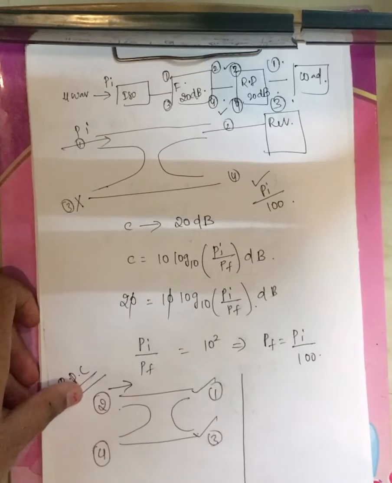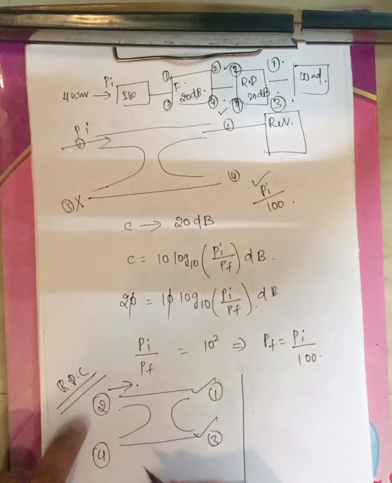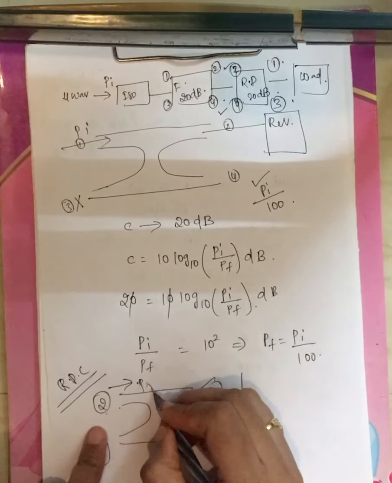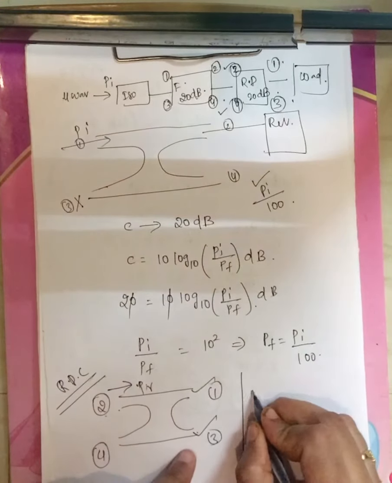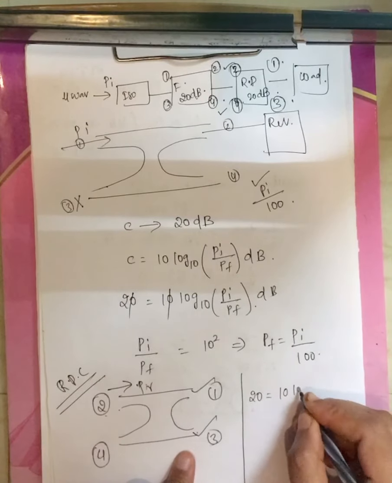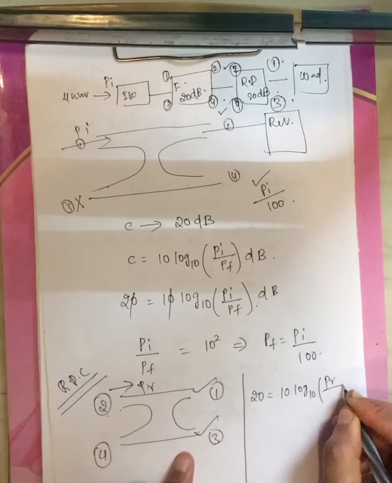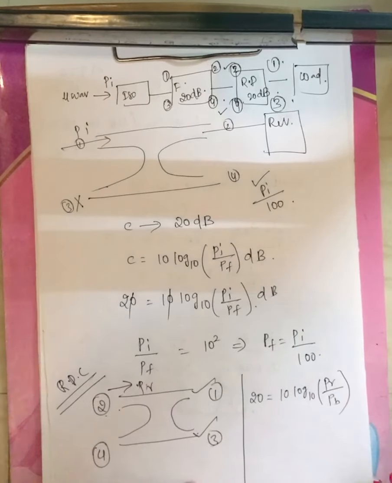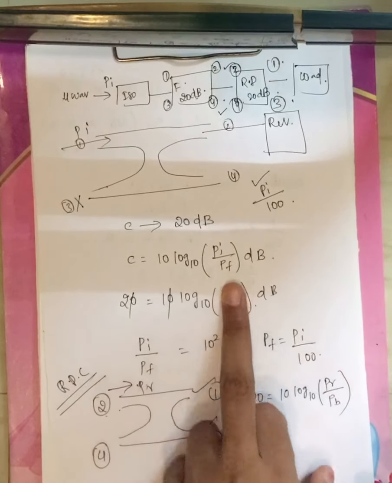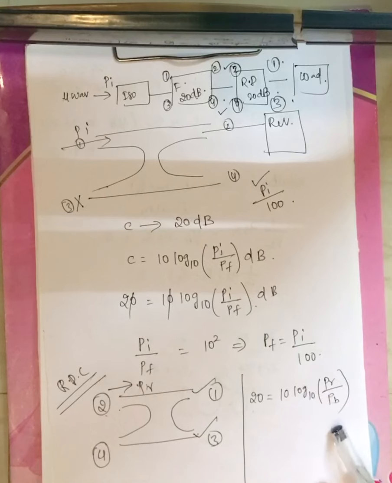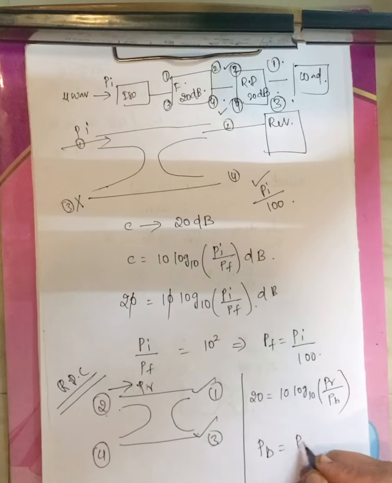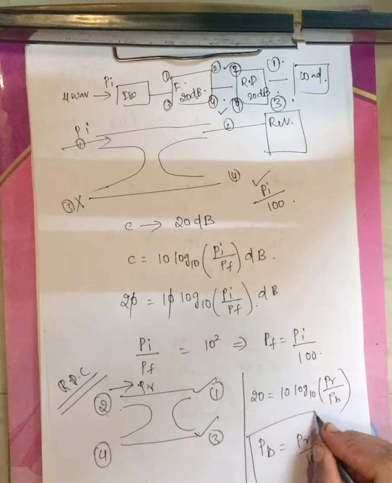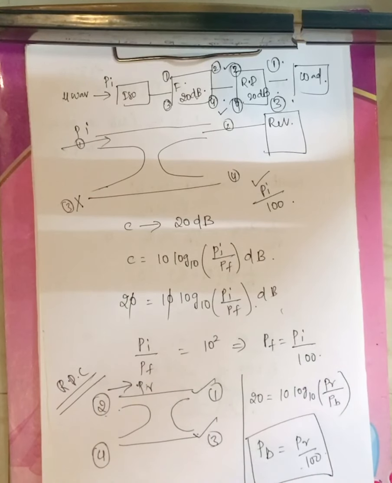Now the power at port 2 is nothing but PR, the reflected power. Now coupling is given as 20 dB, that is 10 log to the base 10 PR by the power at port 3, PB, reverse directional coupler, right? If it is the forward directional coupler, it is PI by PF; since it is the reverse directional coupler, it is PR by PB, right? Now here also you will get PB equals PR by 100.